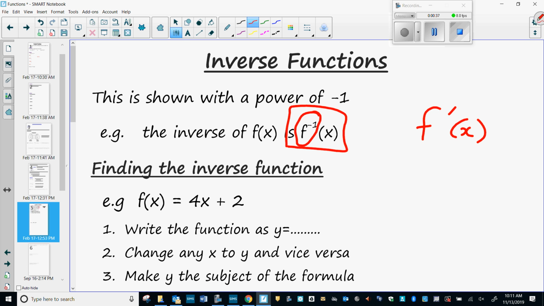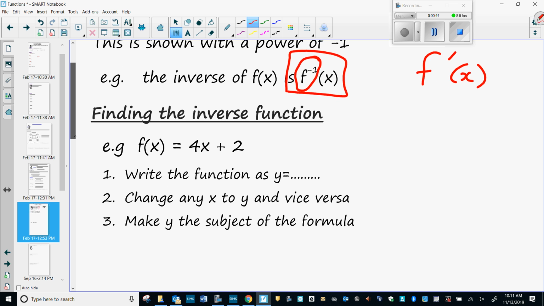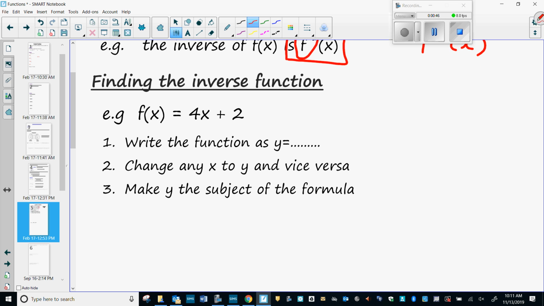Finding inverse functions, I'm hoping you're going to think is super easy. It's just remembering a process and then repeating it each time. If you're given a function as f(x), or g(x), whatever, all you have to do is rewrite it as y equals. So the first step here would be y equals 4x plus 2. We just change it from an f(x) to a y.